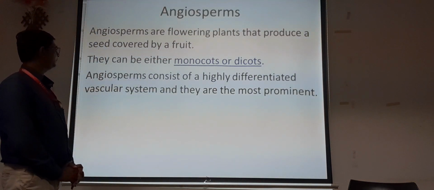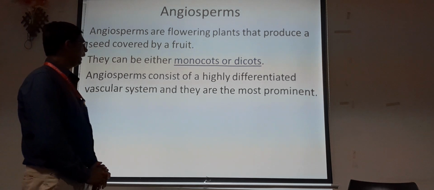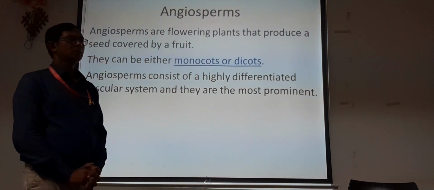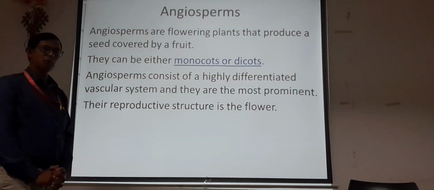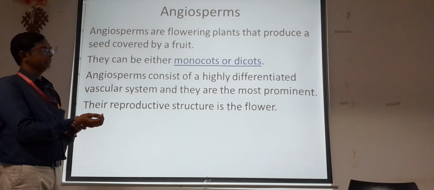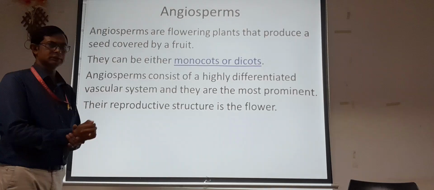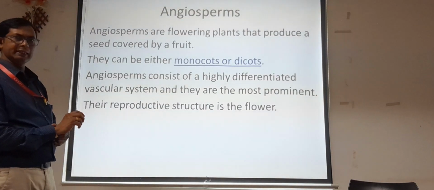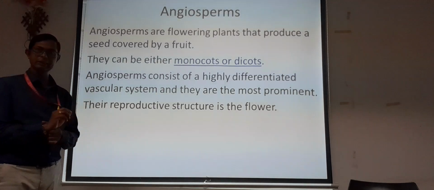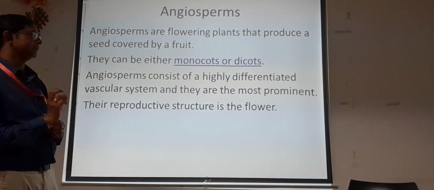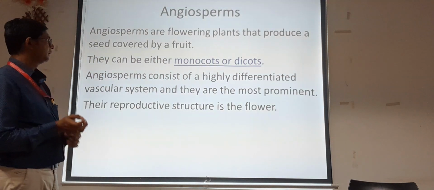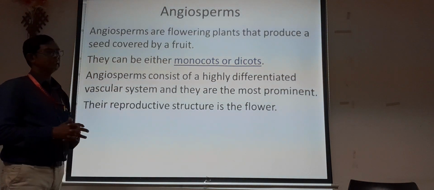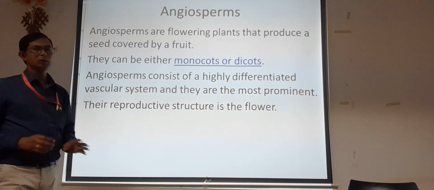Angiosperms consist of a highly differentiated vascular system, and they are the most prominent type of organism. Their reproductive structure is the flower, and in a flower there are different organs, like the anther, then androecium, along with that gynoecium, pistil, ovary and ovule. These all structures are present in the flower of an angiosperm.